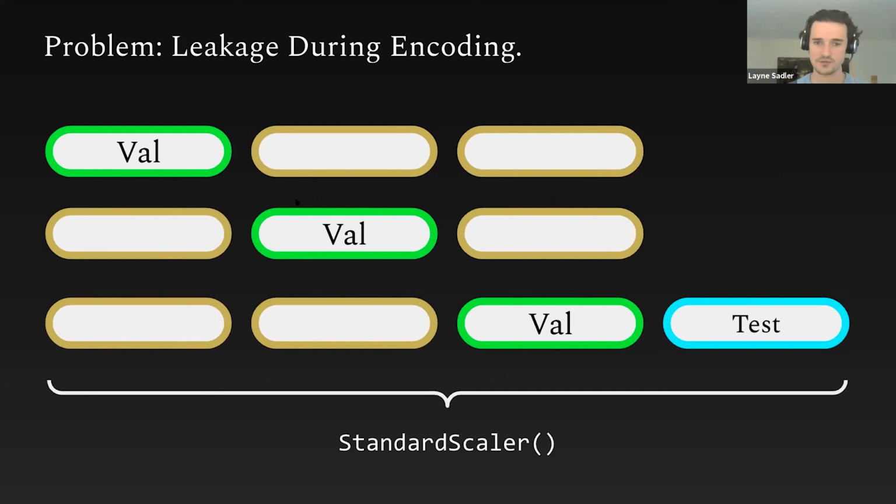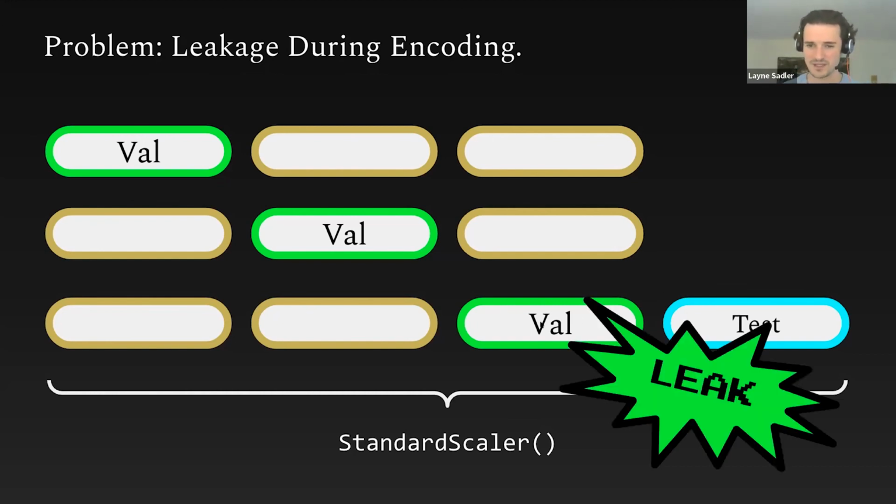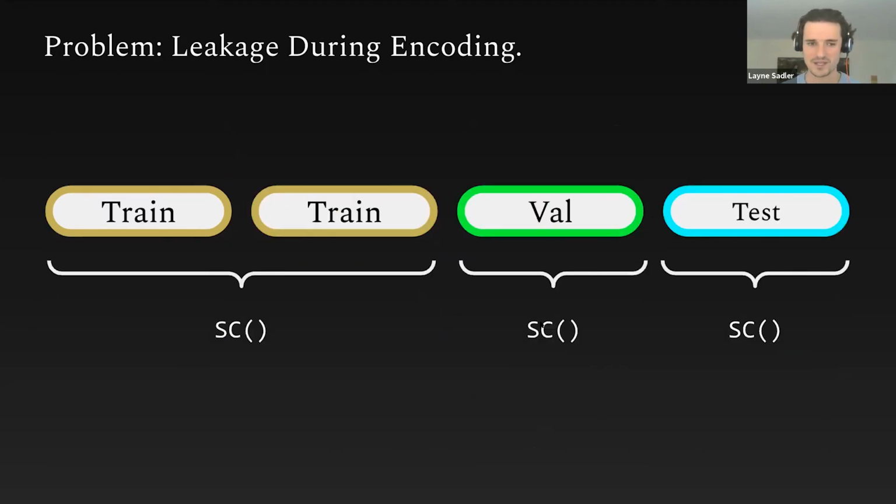So let's say this is cross-fold validation, right? And the gold is what you're actually training your model on. And the green is validation, the blue is test, right? You should only really be encoding your data based on the train, right? So you fit your encoder to the train, and then this should say transform, actually. So you transform your unseen data based on that.